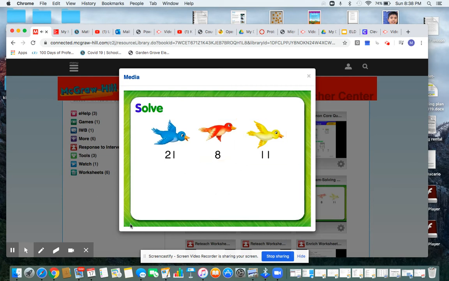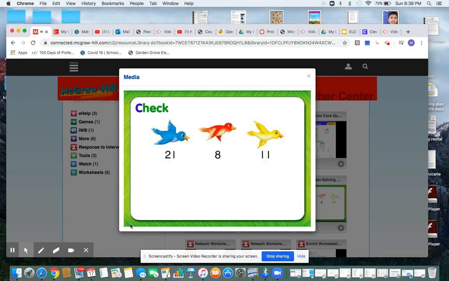Let's guess again. Maybe she saw blue birds and yellow birds. We can check our guess by adding 21 blue birds and 11 yellow birds. Hey, that guess is correct because Tara saw 32 birds.